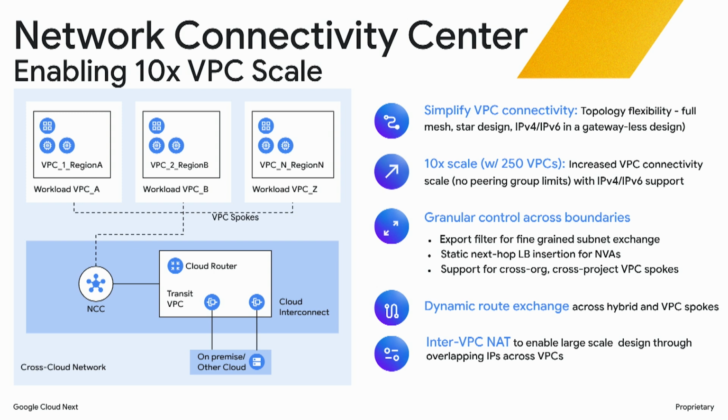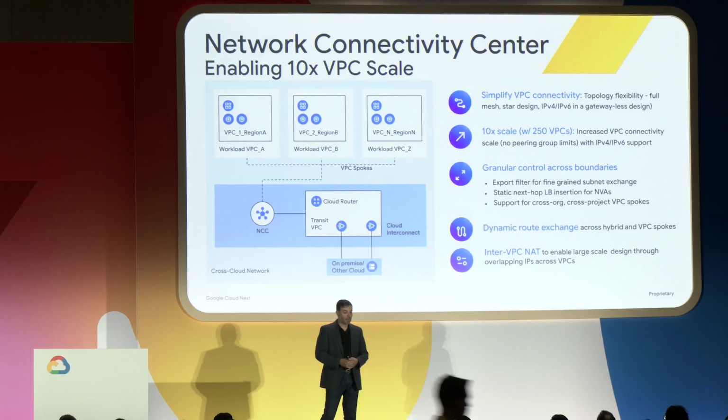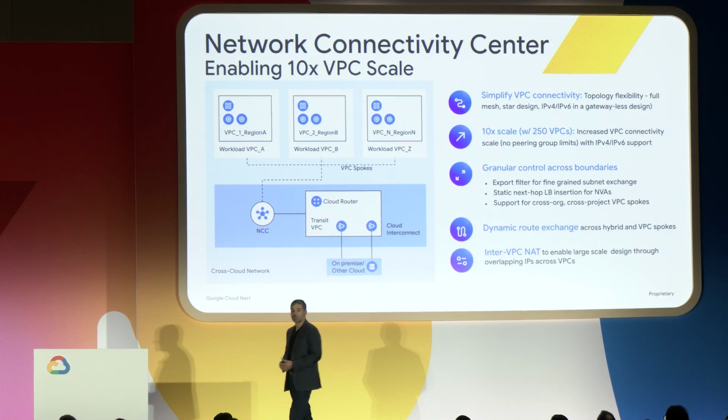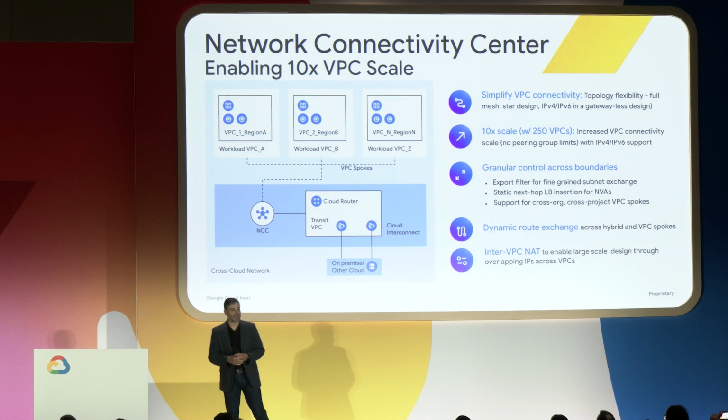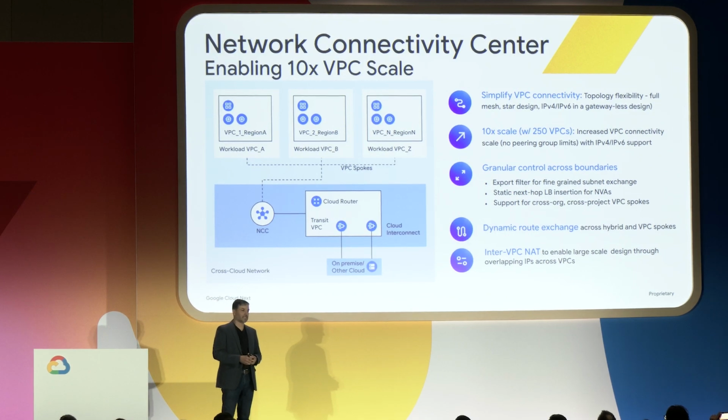With NCC policies, you can enable very granular subnet and route policies across your VPC infrastructure for export filter and things like that. Lots of customers have asked us this: does it support multiple projects, multiple orgs? All of that is supported by default on NCC.